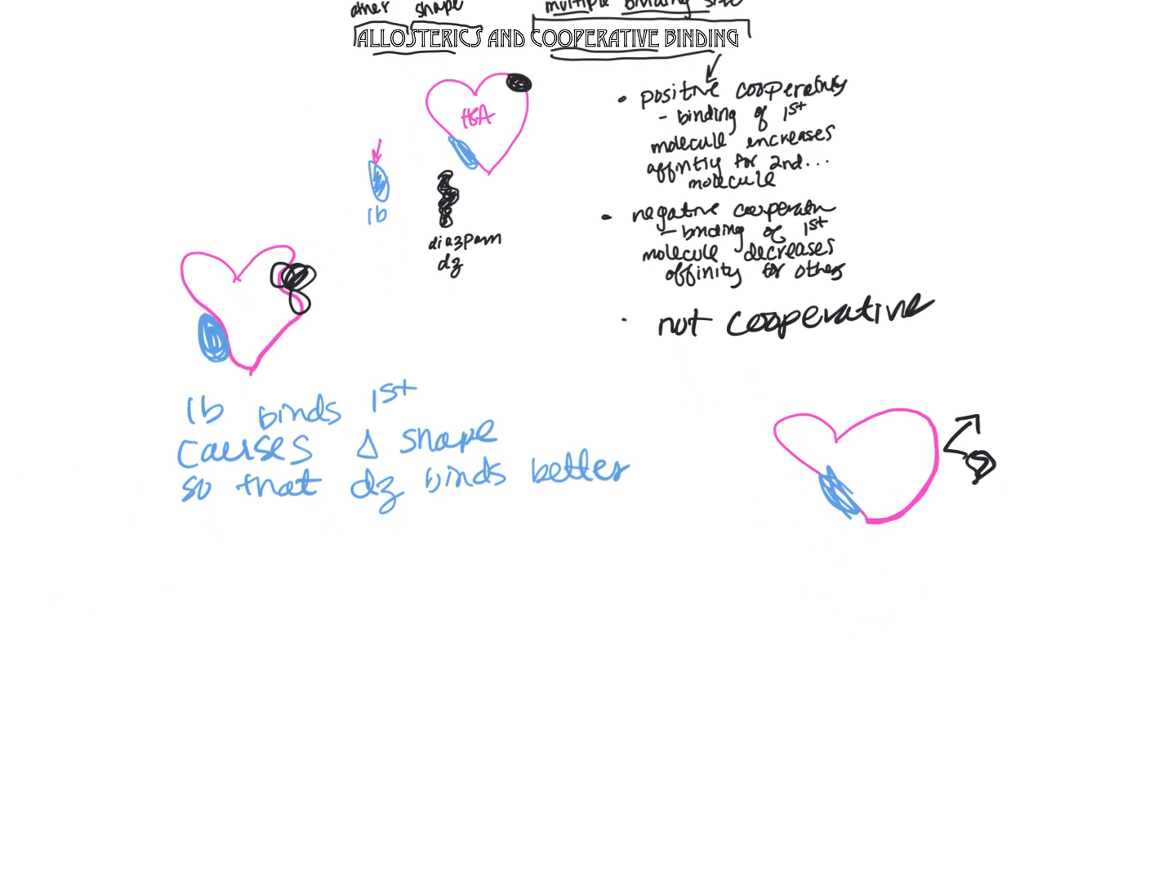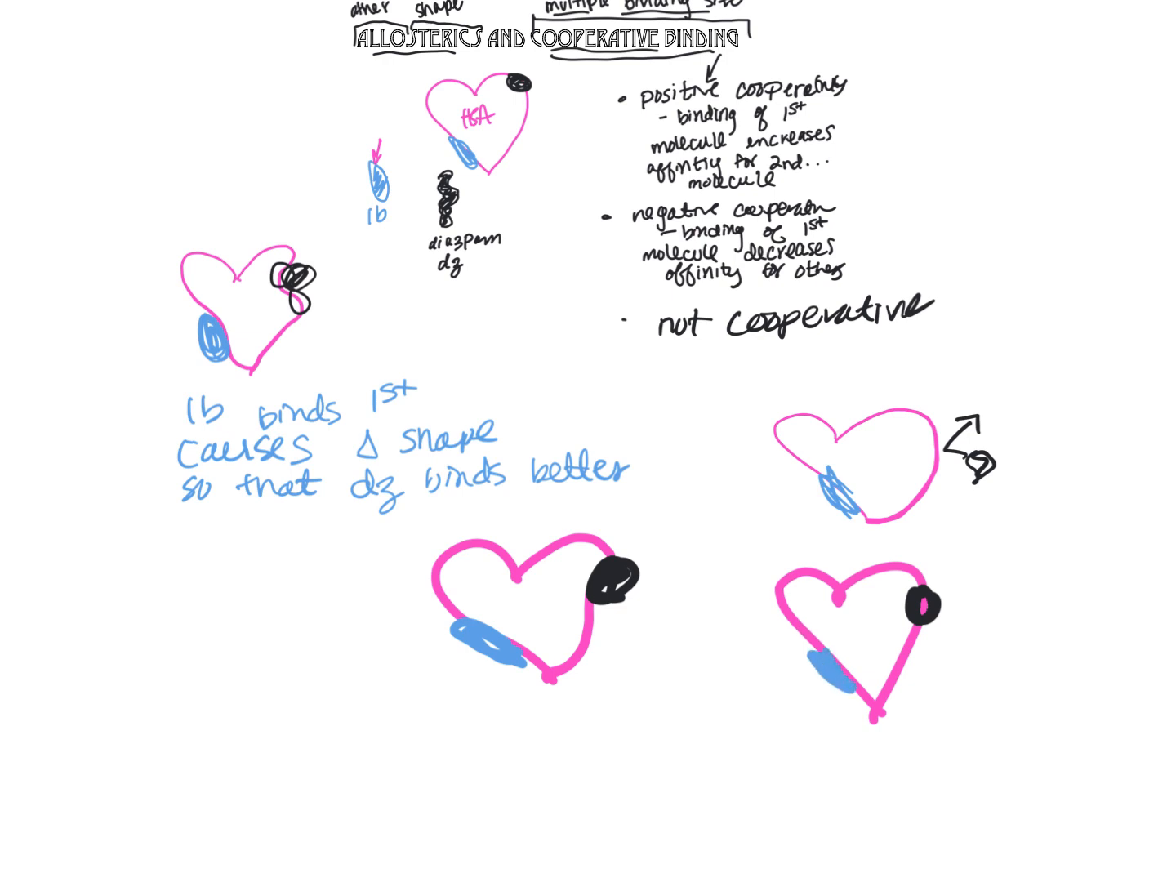I guess I should do the third case, which is no cooperativity. So no cooperativity would be, let's say ibuprofen binds first, no change in shape, and diazepam binds second, and they don't affect each other. Or diazepam binds first, and then ibuprofen binds second. It doesn't matter the order of operations. They're not cooperative. The binding of one does not influence or help the binding of a second one.